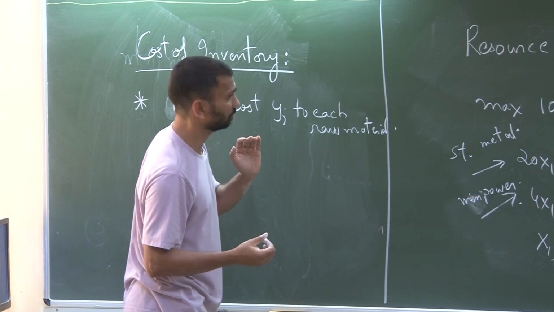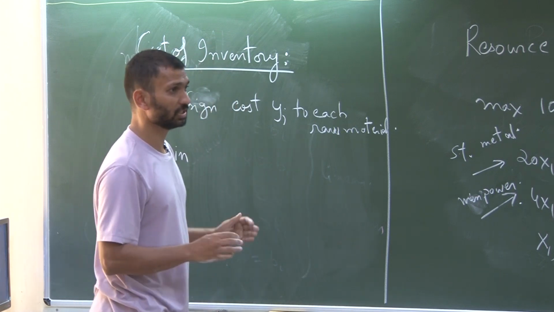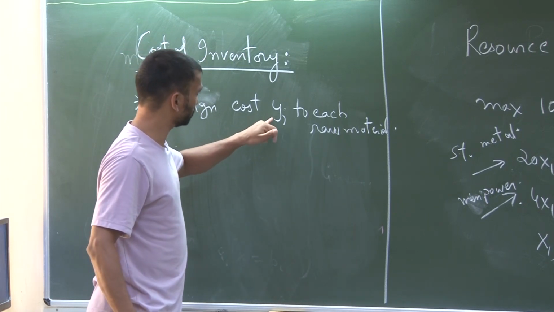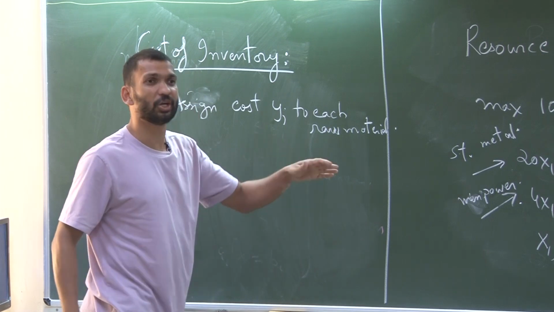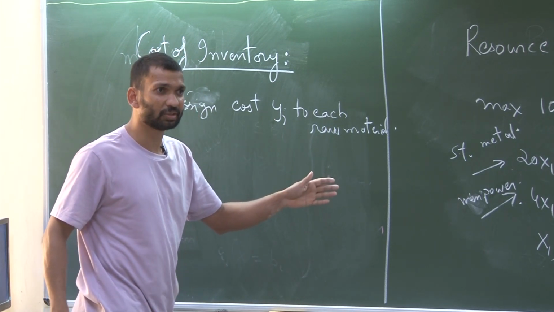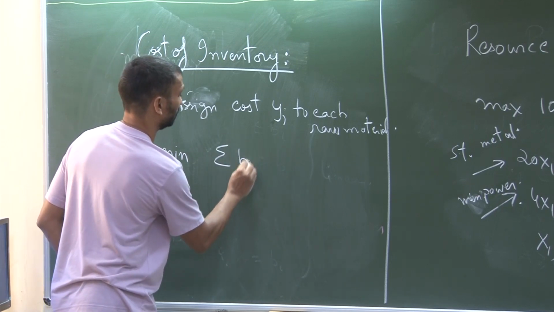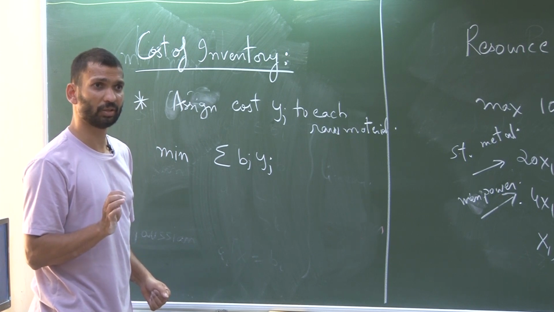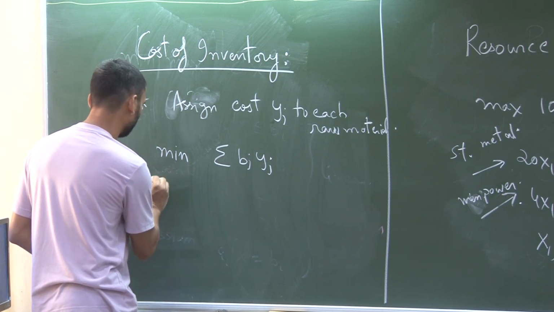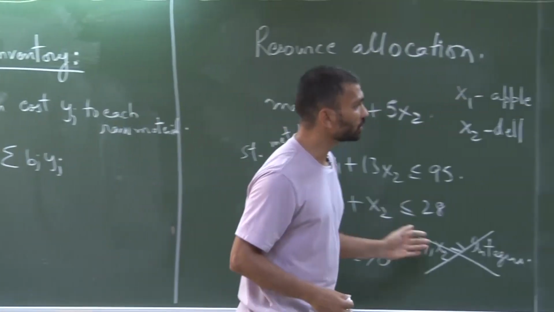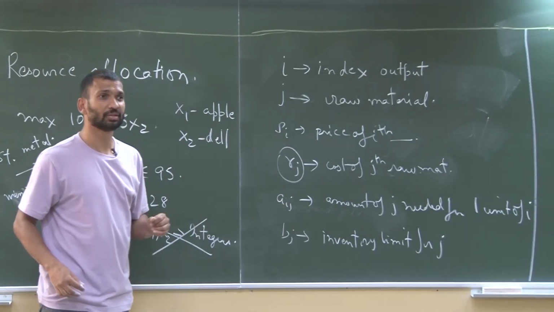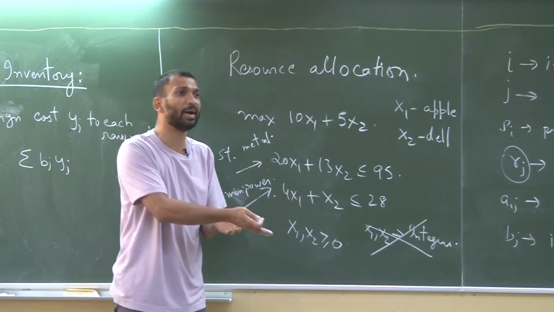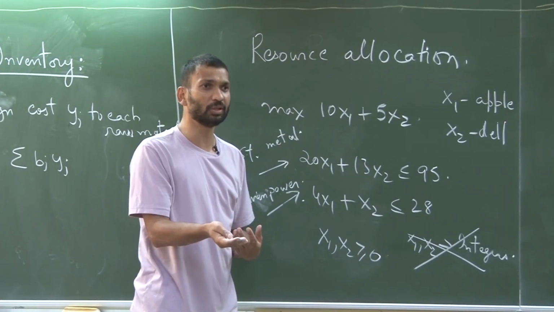There is no Aij here. What is the cost of inventory? If for one unit the cost you are assigning is Yj, how much of material j do you have? Bj, right? So minimize the sum of Bj Yj. Such that, can your cost be less than gamma j? No. If your cost is less than gamma j, then the competitor will buy the raw material directly from you instead of from the market.